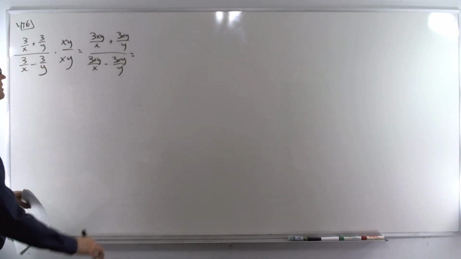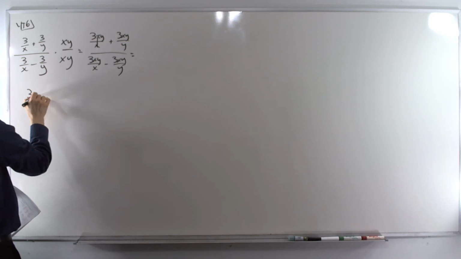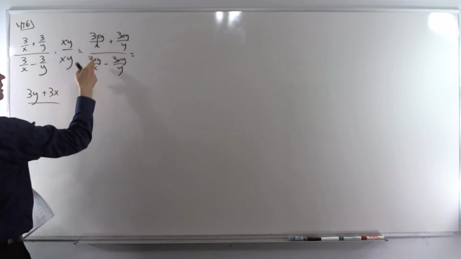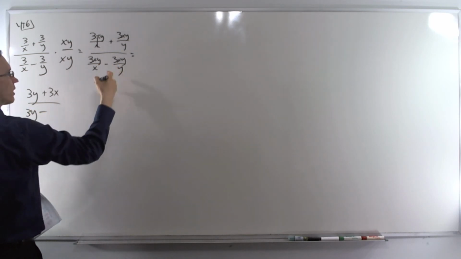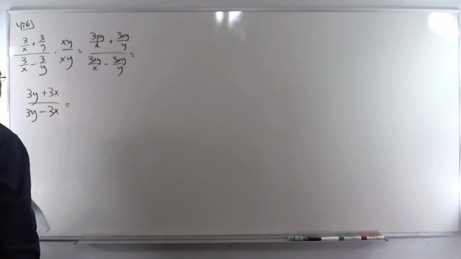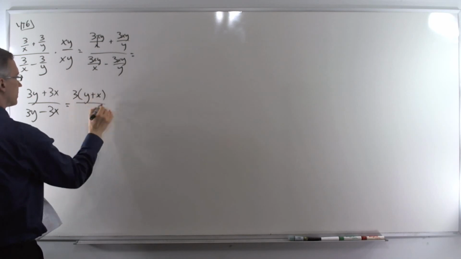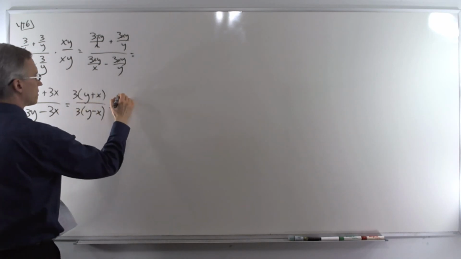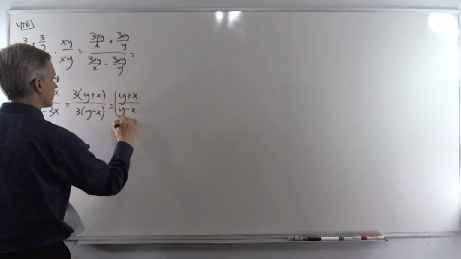Now we can do some canceling. X's here, leaving 3y. Y's cancel here, leaving 3x. X's cancel here, leaving 3y minus y's cancel here, leaving 3x. Now we can factor out the 3's to get y plus x and y minus x. 3's cancel. And we get y plus x over y minus x.